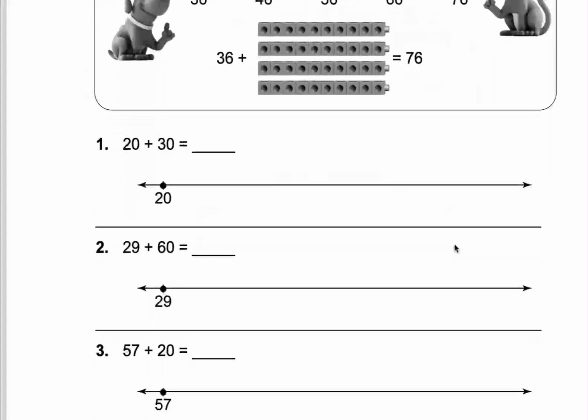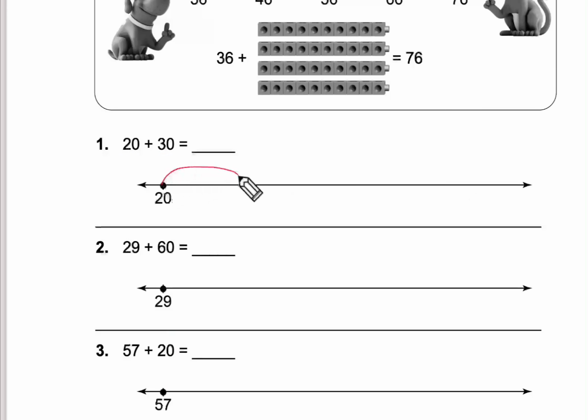In this lesson we are using a number line. I will solve the first one here to show you how you can solve 20 plus 30 on the number line. We start at the first number, 20, and we make jumps of 10. How many jumps should we do? We have 30 here. So we start at 20 and make how many jumps of 10? 3 jumps of 10. Okay, so let's do it.